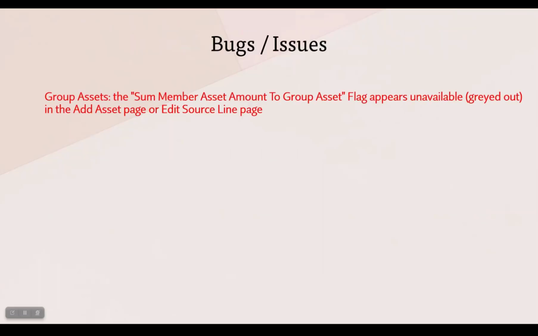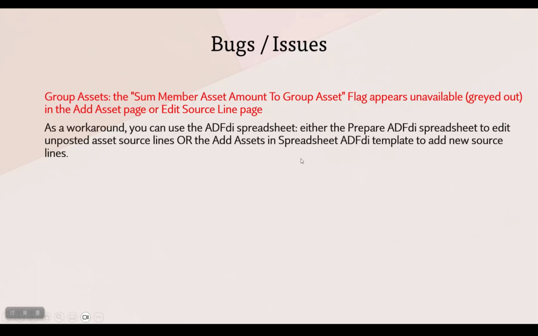The bug's flag is sum. We talked about this before. It's grayed out in the UI, so the only way is the ADFDI spreadsheet.